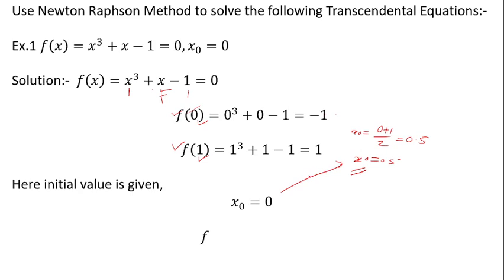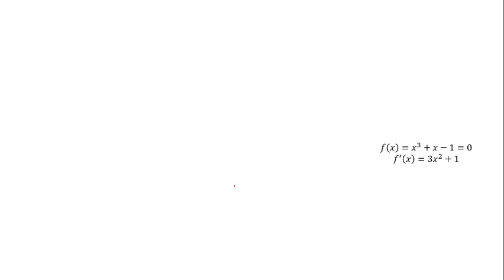So what will we get? f dash of x is equal to, because we need the derivative of the given function, so derivative of x cube plus x minus 1 is 3x square plus 1. This is the derivative of the given function. Now let us start with the formula. So we need your function, we need its derivative, so I have written here, and now we'll start with our Newton-Raphson method. So let us write down the formula for Newton-Raphson.